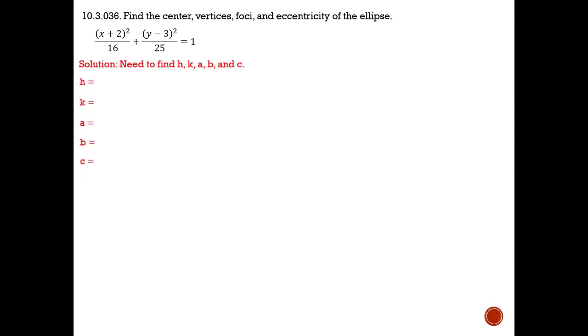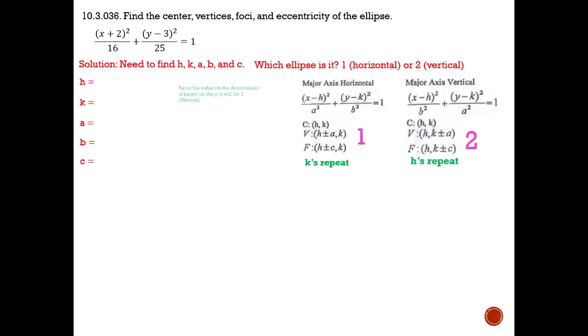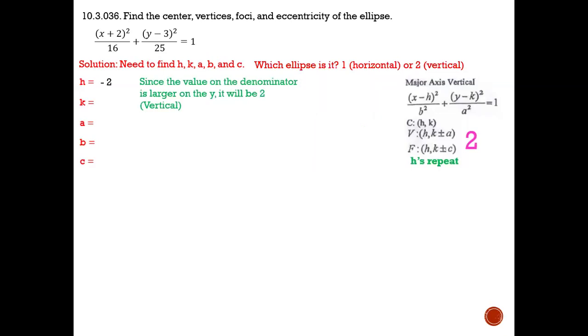So let's go ahead and get these values. As you can see, my H got shifted 2 units to the left, so it's -2. The K got shifted 3 units up, so K is 3. Again, A is 5 because the square root of 25 is 5, and B is 4 because the square root of 16 is 4. I'm going to use my formula to find C. C squared is equal to A squared minus B squared. So C is going to give me 3. I'll go ahead and place it there.